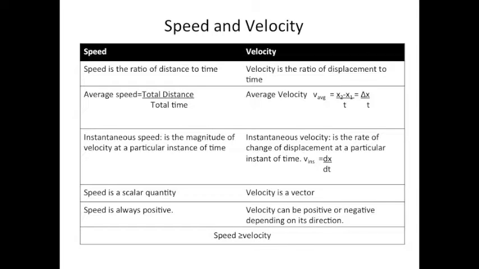Opposing directions will have different signs, either positive or negative. So in this case, since we just made this huge difference, that means speed will always be greater than or equal to velocity. It can never be less than the velocity.